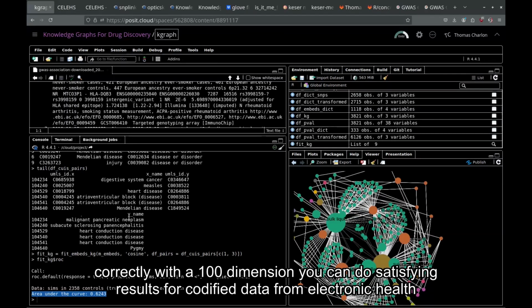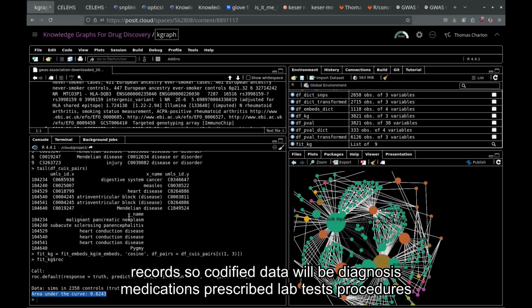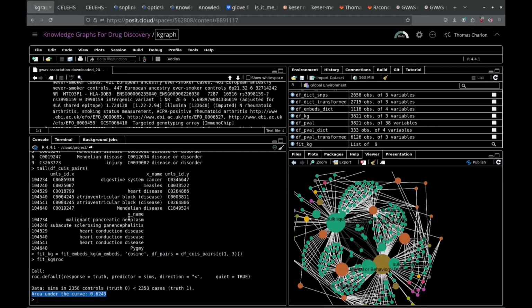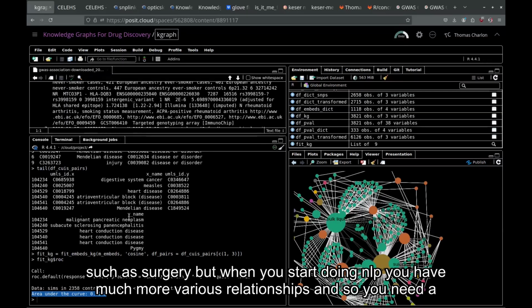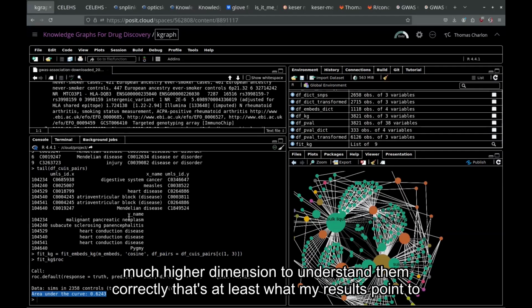With a 100 dimension, you can get satisfying results for codified data from electronic health records. Codified data will be diagnosis, medications prescribed, lab tests, procedures, such as surgery. But when you start doing NLP, you have much more various relationships, and so you need a much higher dimension to understand them correctly. That's at least what my results point to.